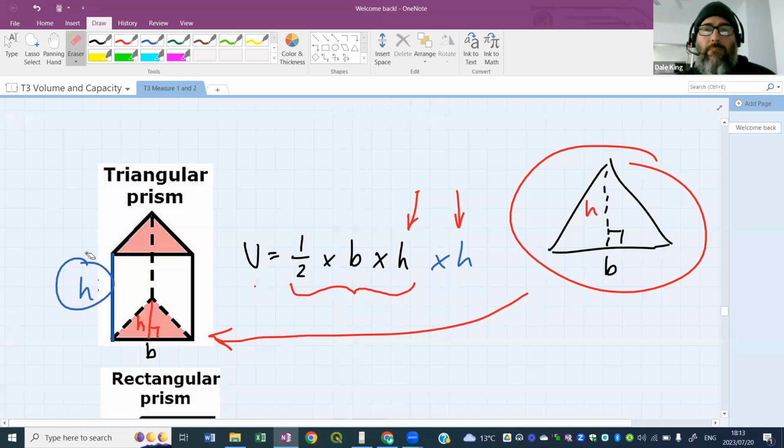I want to ask, is length literally involved in this calculation or not? Will there be length or not? Not in the triangular prism. That'll come in with the rectangular prism.